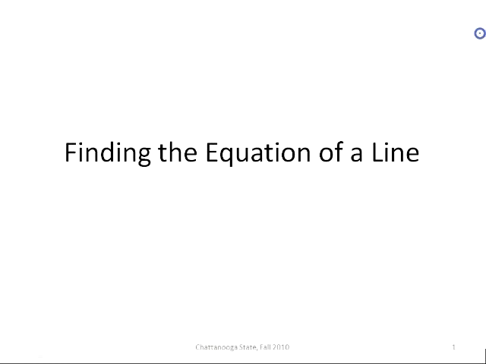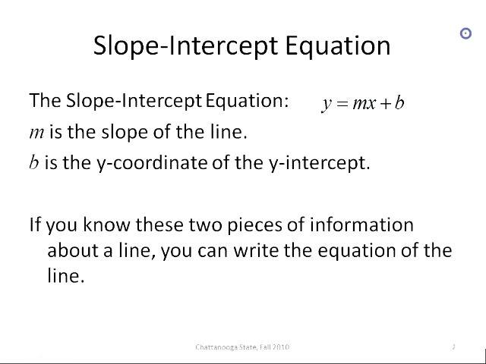Finding the equation of a line. An equation of a line can be written in this form: y equals mx plus b. We refer to that as the slope-intercept equation.